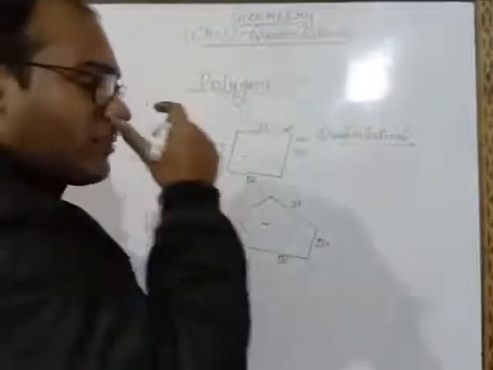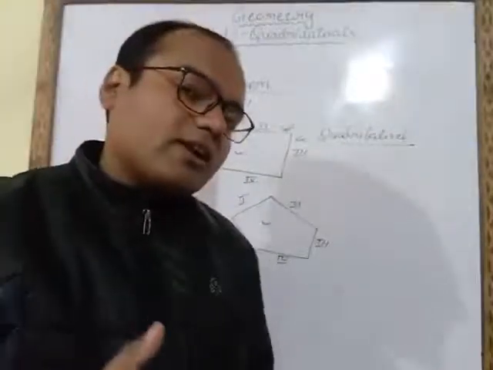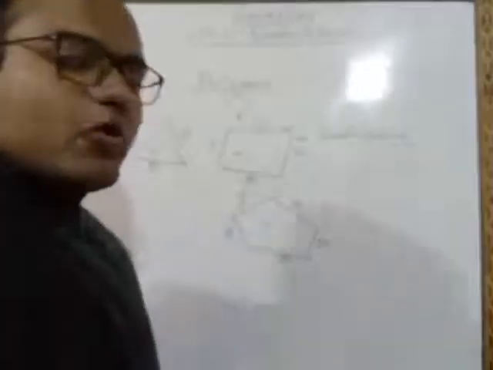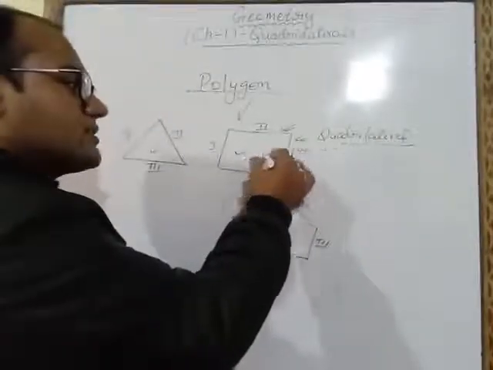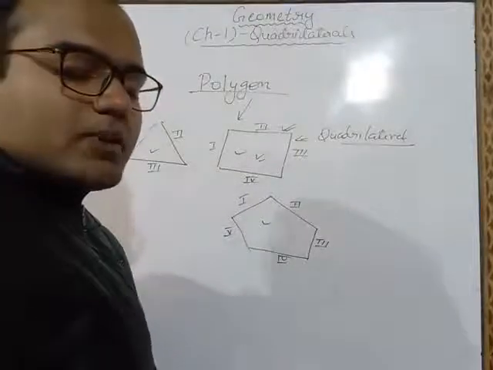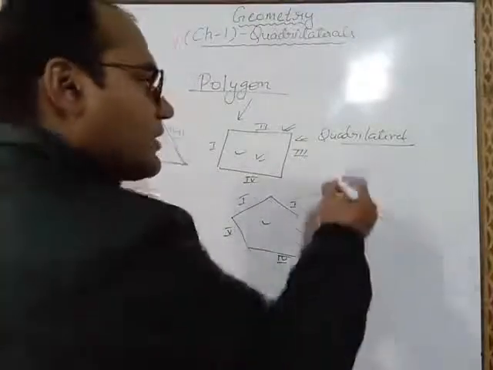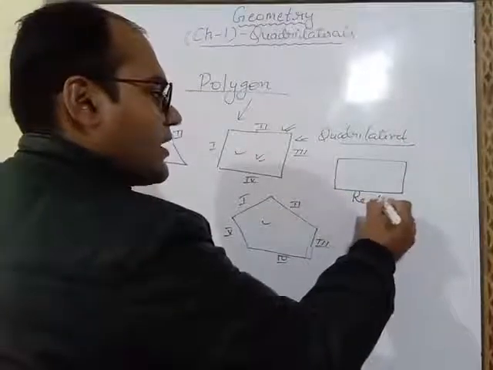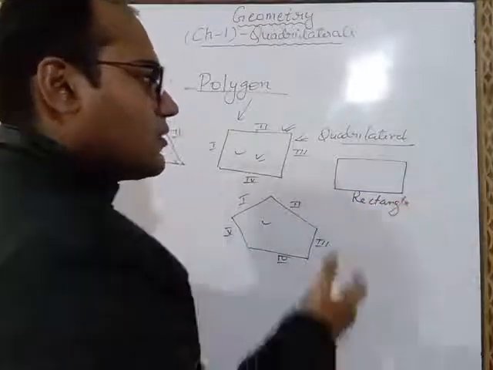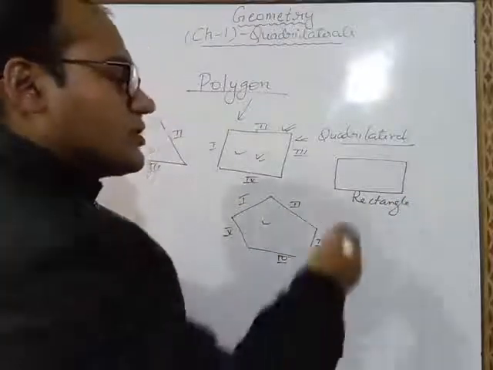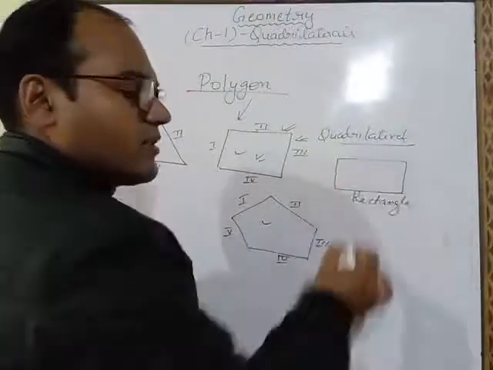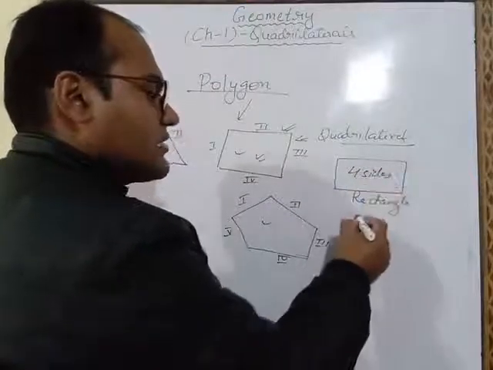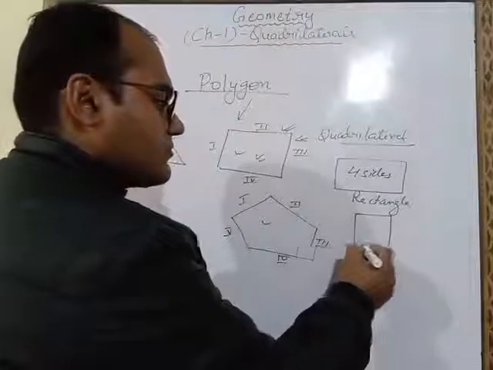As the name of the chapter is quadrilateral, what is a quadrilateral? A quadrilateral is a closed figure which is bounded by four sides. Some examples of quadrilaterals are the rectangle. Why is it a quadrilateral? Because it is a closed figure with four sides. How many sides are there? Four sides.